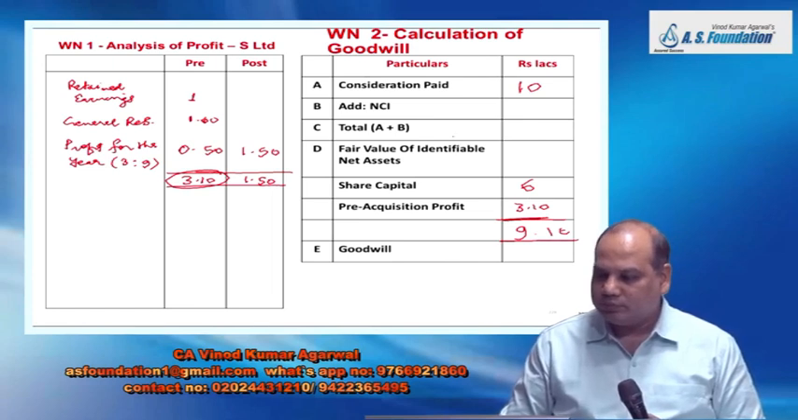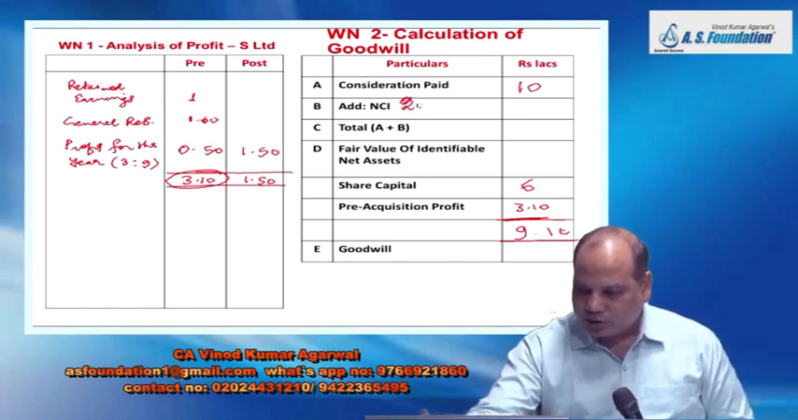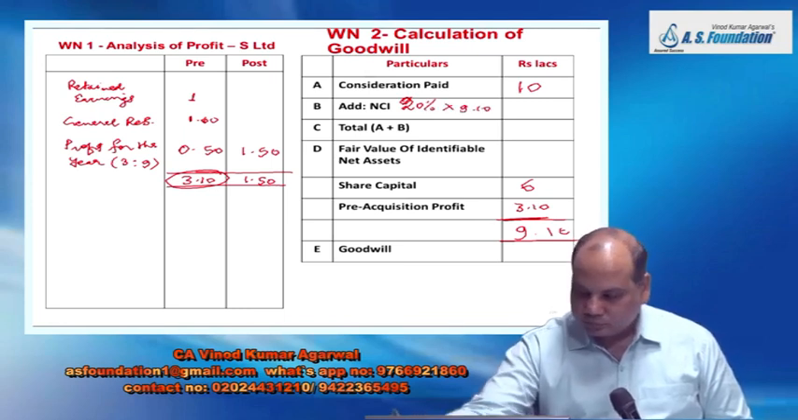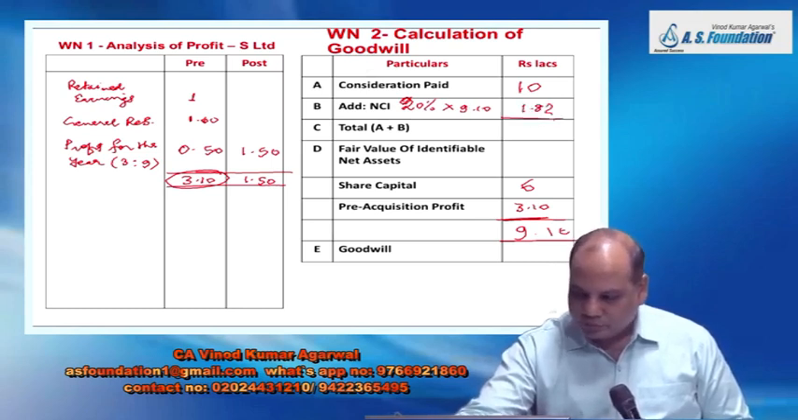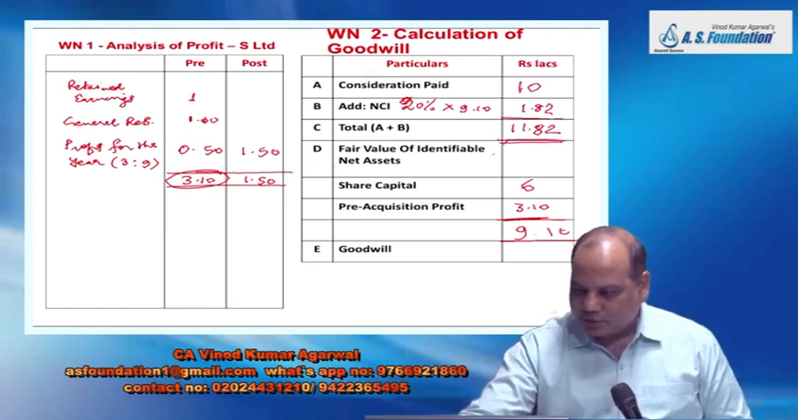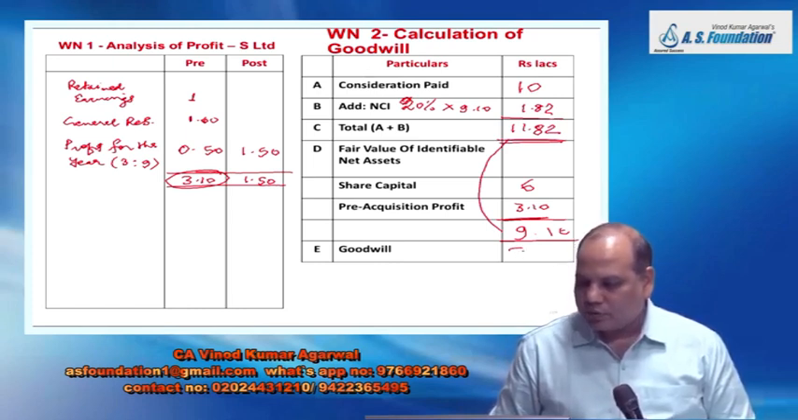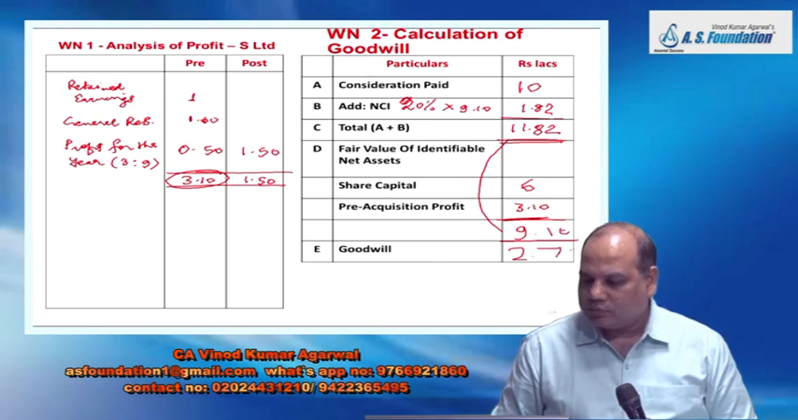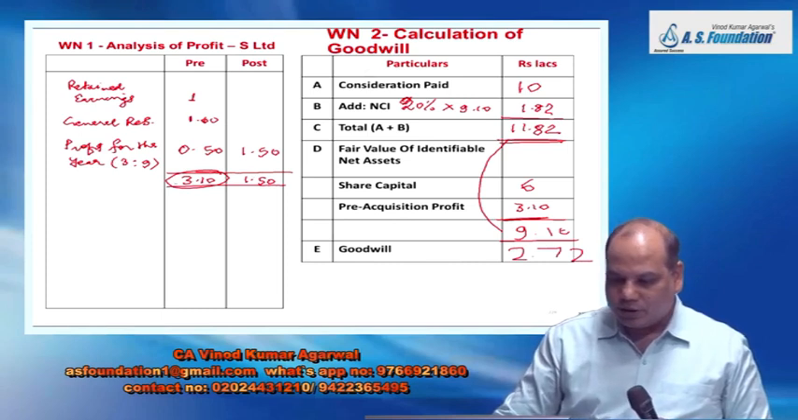Now what is the valuation model for NCI in this question? Nothing is given. So we will assume proportionate method. 20% of 9.10, 1.82. So this is 11.82 minus 9.1. So that goodwill is 2.72.